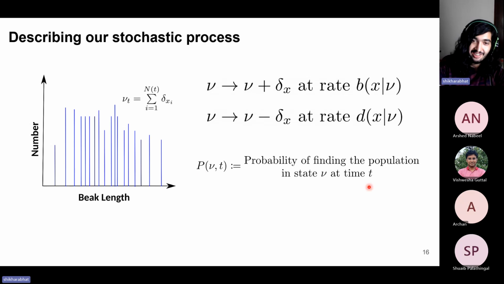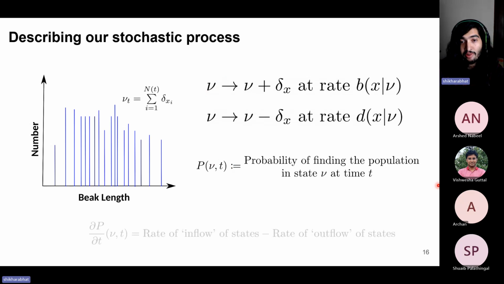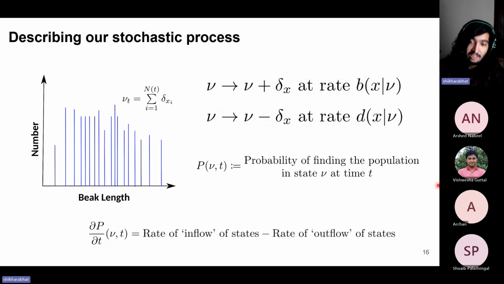We would like, given that this function exists, to find an equation for it, because it describes the probability of finding some particular population at some particular time. We will do this using the same trick as before. We will say that dou p dou t can be calculated as the rate of inflow of states minus the rate of outflow of states.